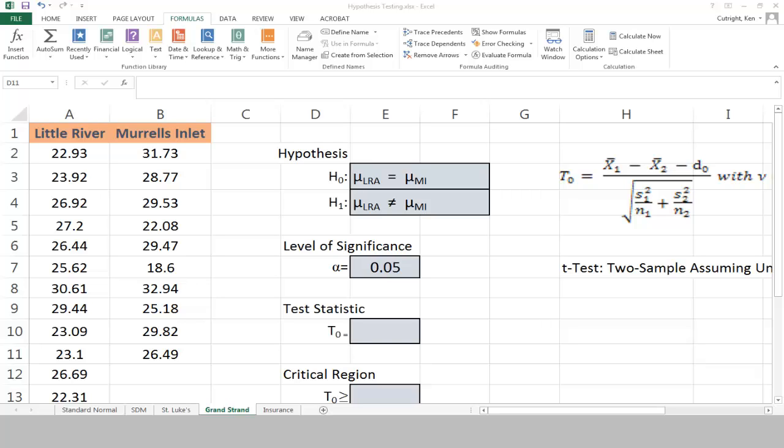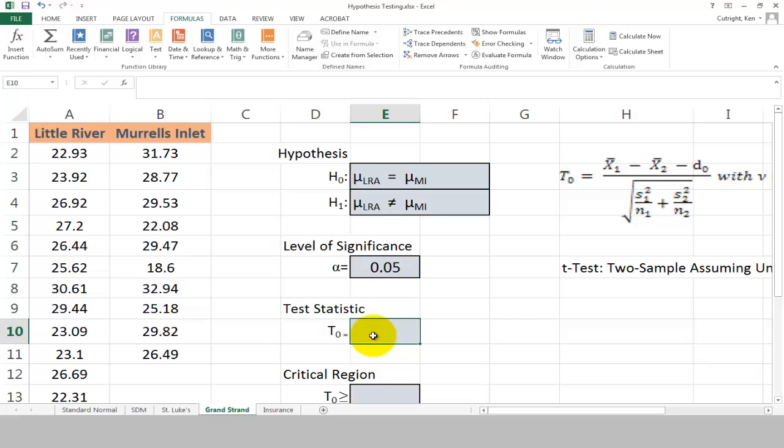It turns out that if you want to do a hypothesis test on the mean of two different populations, there are 4 different possible test statistics. Notice how we've written our hypothesis here. We want to know if the average waiting time at the Little River site is any different than the average waiting time at the Murrells Inlet. So this is a two-sided test. So we're going to have a right tail and a left tail test both. We choose a level of significance of 0.05. And now we have to go find the test statistic.